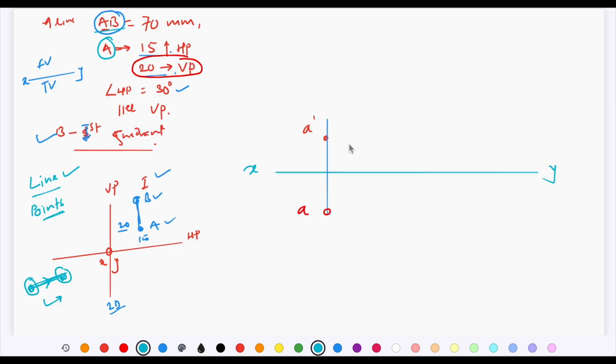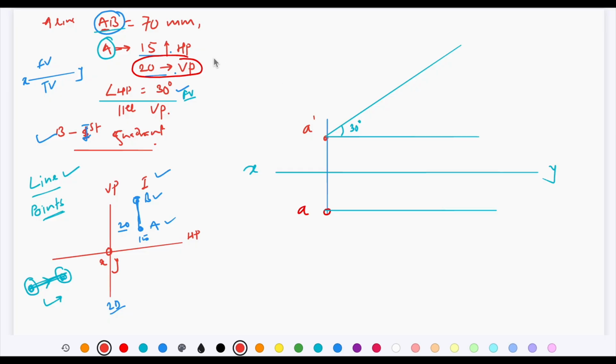Now once you have located A dash and A, the first step is to draw the locus passing through those two points. Locus is basically a line parallel to the XY line. Now the line is inclined at 30 degrees to HP. The relation is with HP, so it is going to be part of the front view. So from A dash, draw one line inclined at 30 degrees. The line is parallel to VP, so in the front view you are going to get the true length. True length is 70. So on this line, 30 degrees inclined to the XY line, this is going to be your front view A dash B dash, and the length of this segment will be 70 mm.